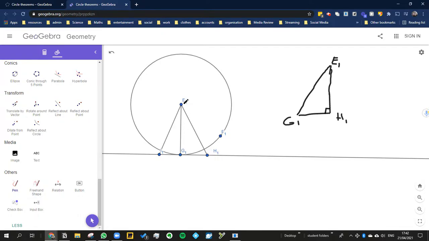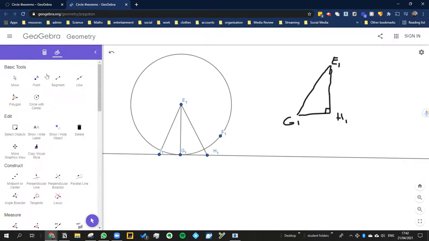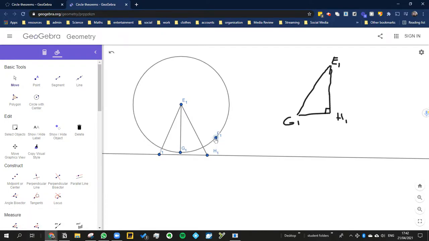How can we see that? Well, because E1 to this end here, that's the radius of the circle. E1 to G1 is also the radius of the circle. So in fact, what I can do is I can move this. Oh, great. That's not what I wanted to do. I'm just going to see if I can undo that. Can I undo that? Yes.